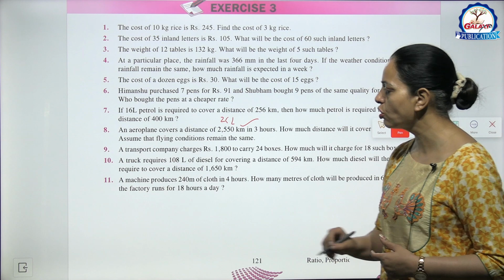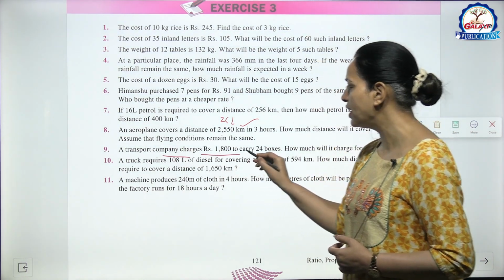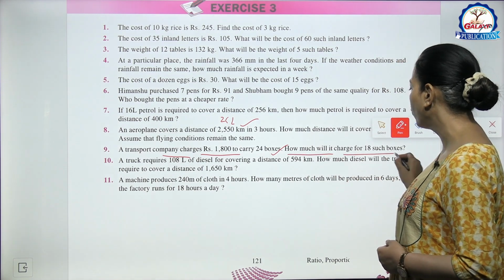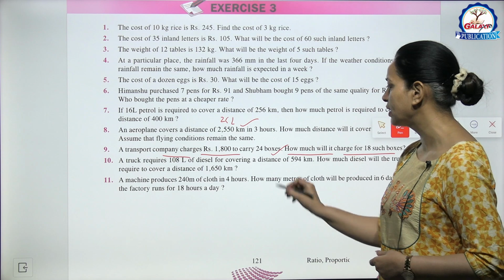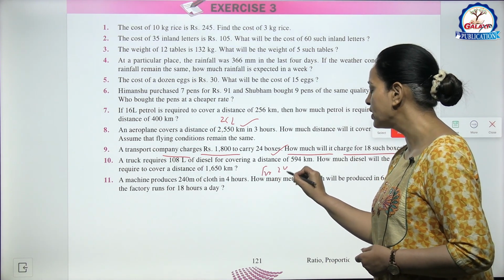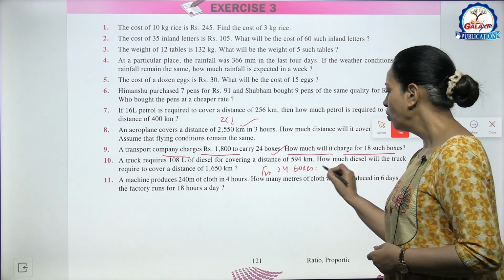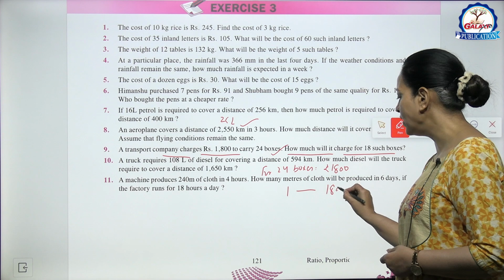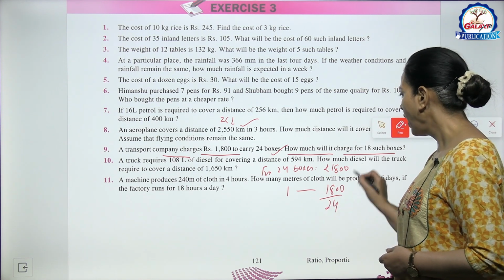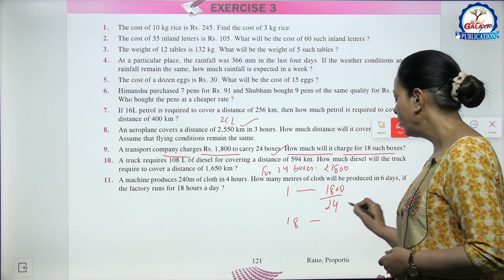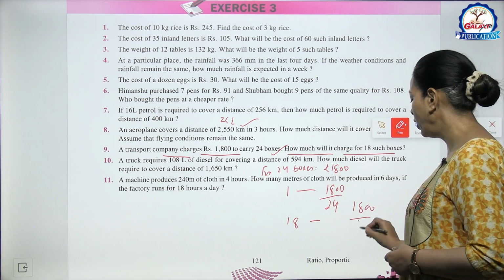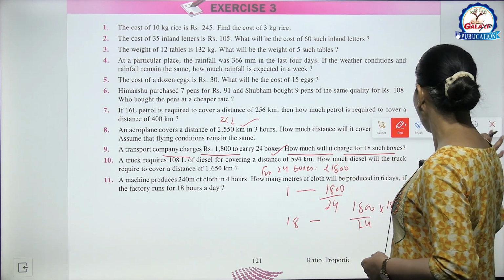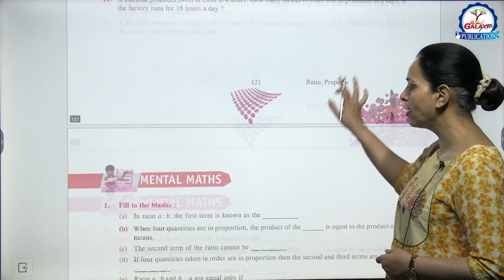Similarly, see ninth question, a transport company charges rupees 1800 to carry 24 boxes. How much will it charge for 18 such boxes? So for 24 boxes, charges rupees 1800. 1 box के लिए कम होंगे 1800 upon 24, and 18 boxes के लिए 1800 upon 24 into 18. So we can cancel the terms, we will get the answer. So you can try remaining parts on your own.